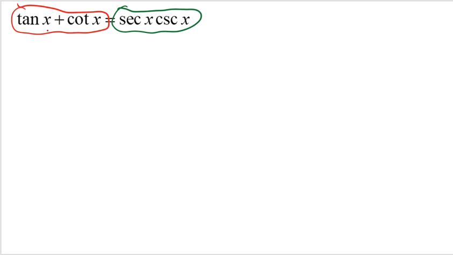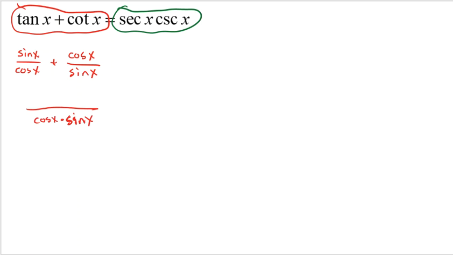I'm going to turn everything to sines and cosines because I don't see any squares. I love seeing squares because then I think about the Pythagorean identities, but I don't see any. So I'm just going to turn everything to sines and cosines. So tangent is sine of x over cosine of x, plus cotangent is cosine of x over sine of x. And now, the only thing I could possibly do is add these two fractions together. So I'm going to add these two fractions together by getting a common denominator, cosine times sine.